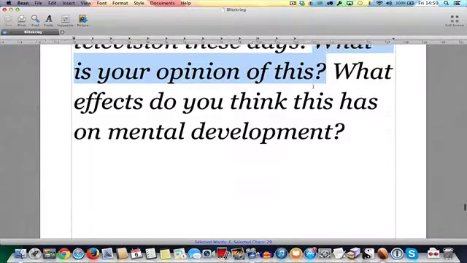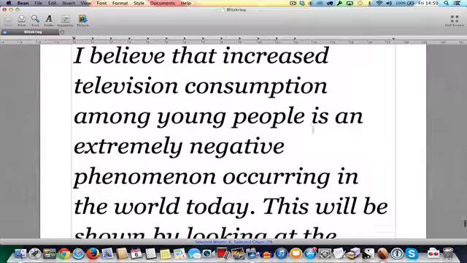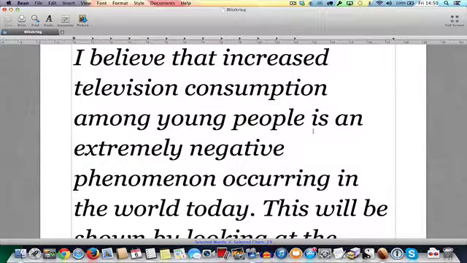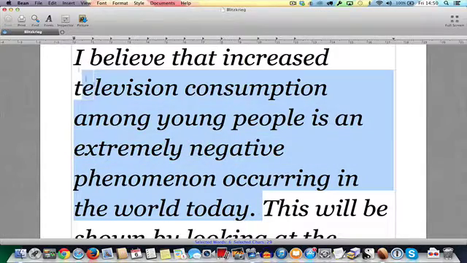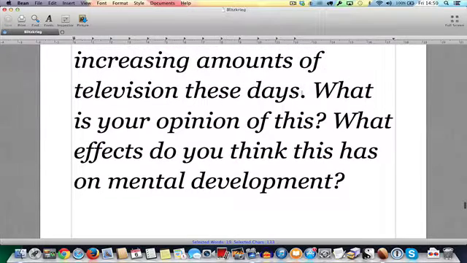So I've written kind of an example thesis and outline sentence that would respond to this question effectively. So the thesis might read, I believe that increased television consumption among young people is an extremely negative phenomenon occurring in the world today. Okay, that's the thesis. And as you can see, that directly responds to the first question. What is your opinion of this?